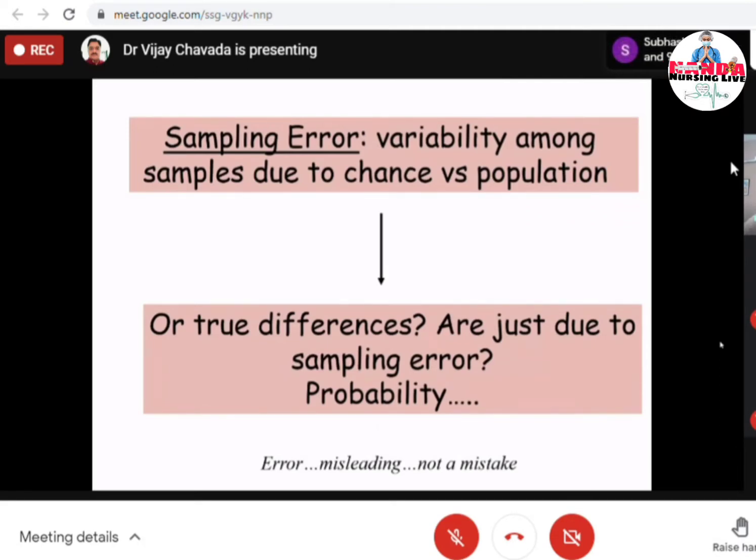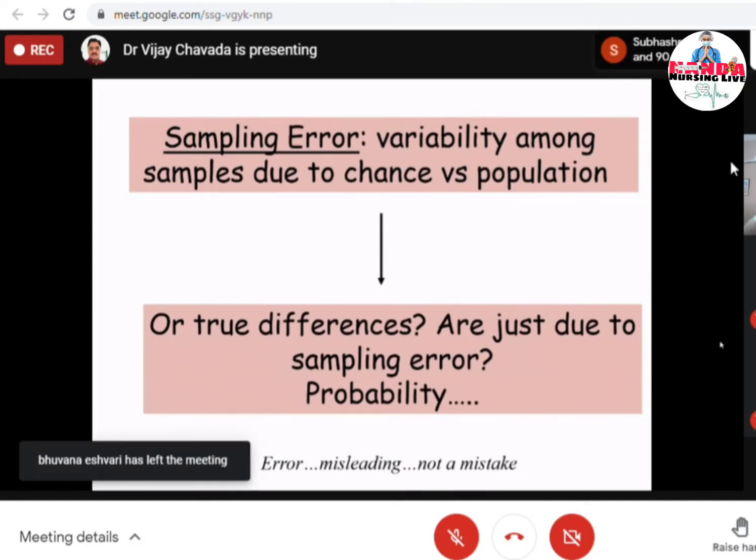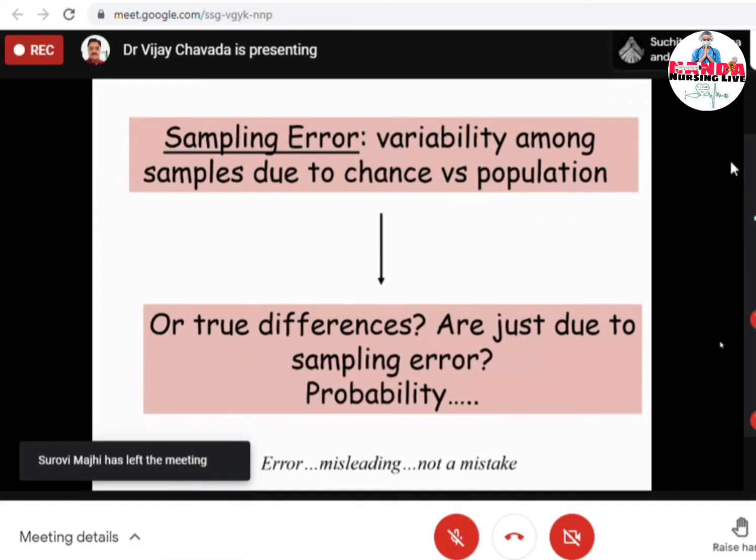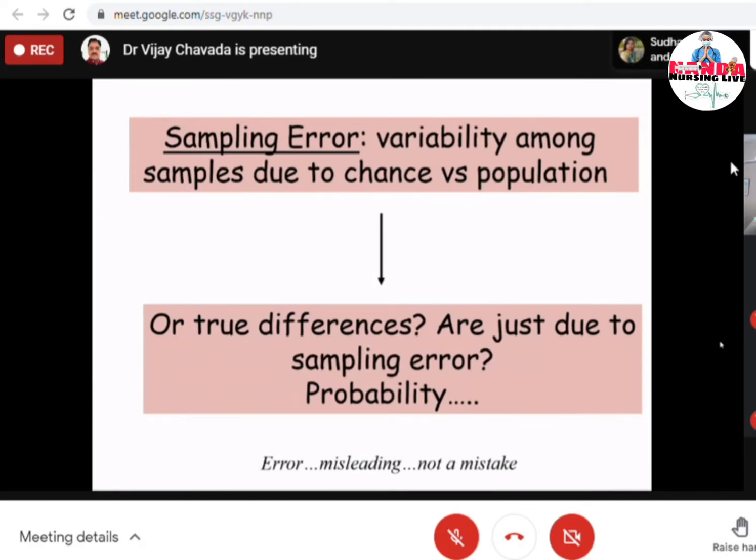Now, the conclusion we draw from a sample may or may not be generalizable due to various reasons. Reliability is nothing but how much we can generalize a particular conclusion to a larger population. So reliability includes the sampling error, the variability among the samples due to chance versus the population, meaning whether the result is real or just by chance. To understand this, we need to understand a few more things.